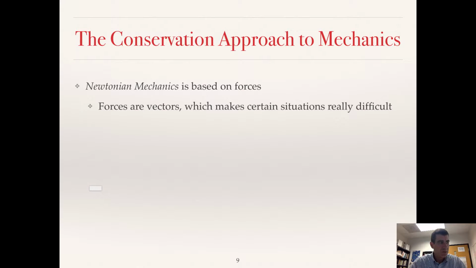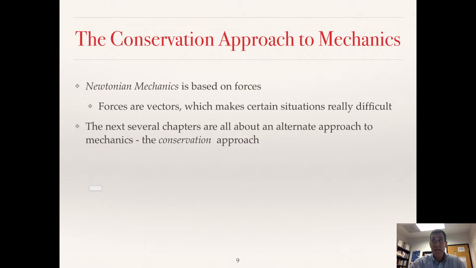A classic example is, imagine you have a trough, and you've got a ball rolling up and down the sides of the trough. The Newtonian approach to that problem is incredibly difficult, because if you think about it, there's going to be a normal force, but the direction of the normal force is going to be changing all the time, and that's just hard to deal with.